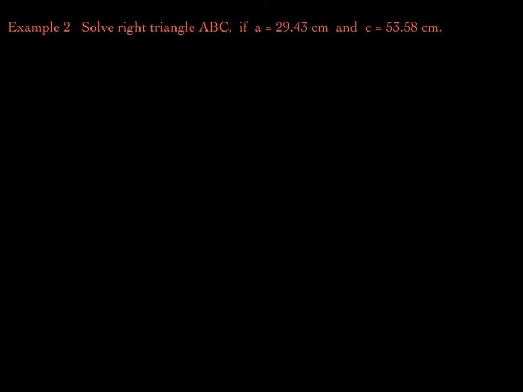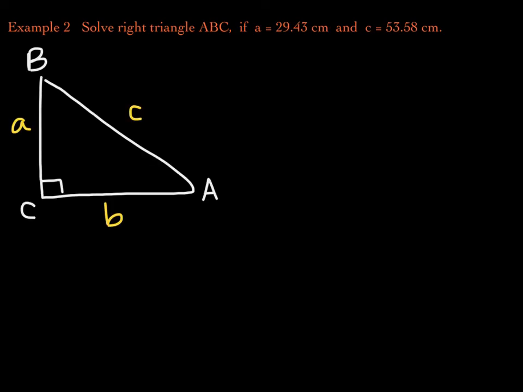A new example: solve right triangle ABC if side A is 29.43 centimeters and side C is 53.58 centimeters. All right, let's draw a picture. Now, in this example, notice that this leg is given to you, and this side, which is the hypotenuse, is given to you. So this is the side length that's missing. We'll find that side probably using the Pythagorean theorem. But notice that these two angles need to be found, angles A and B. We know C is a 90-degree angle. This is a right triangle after all.